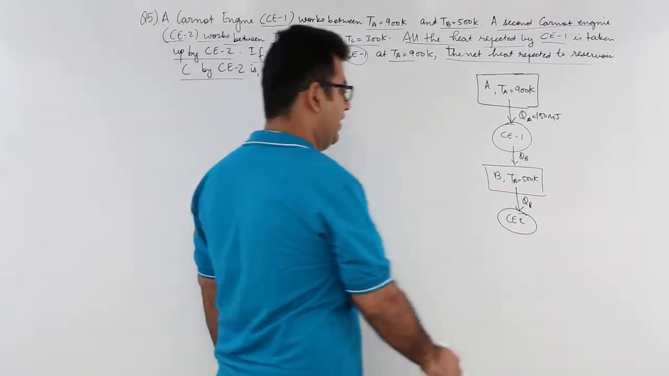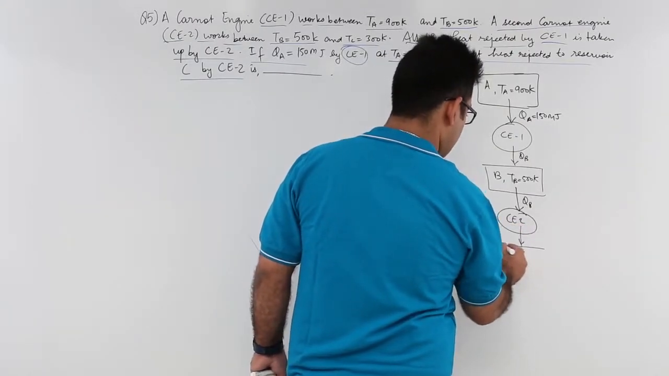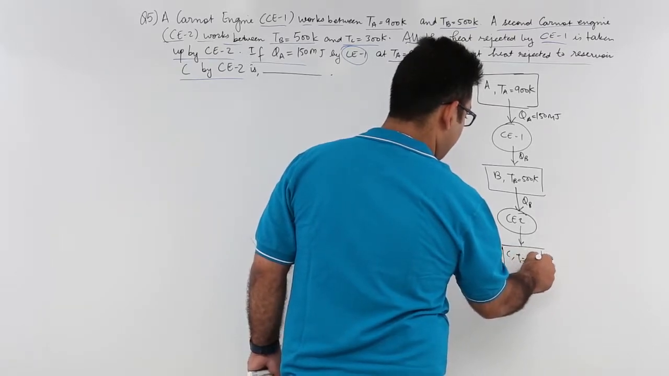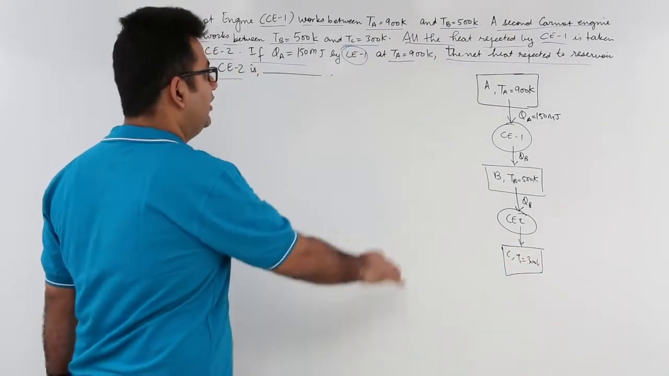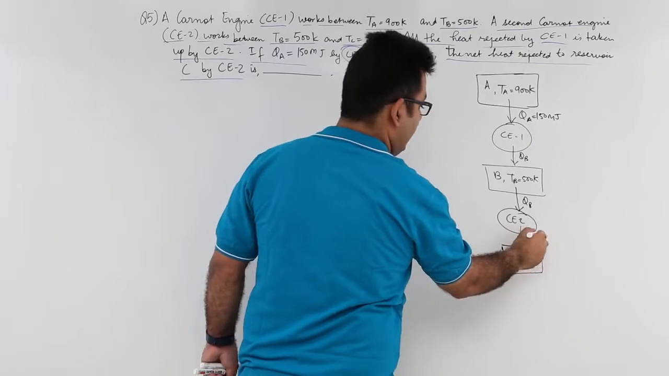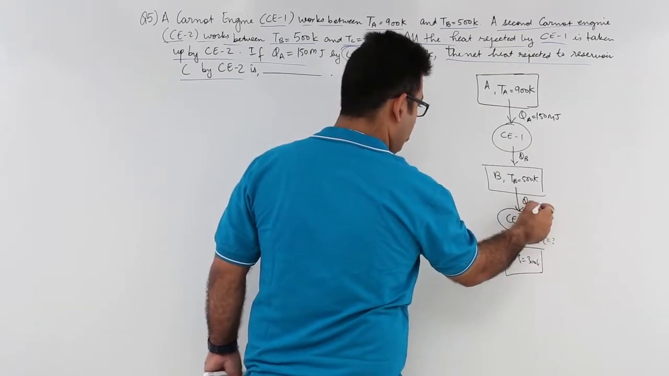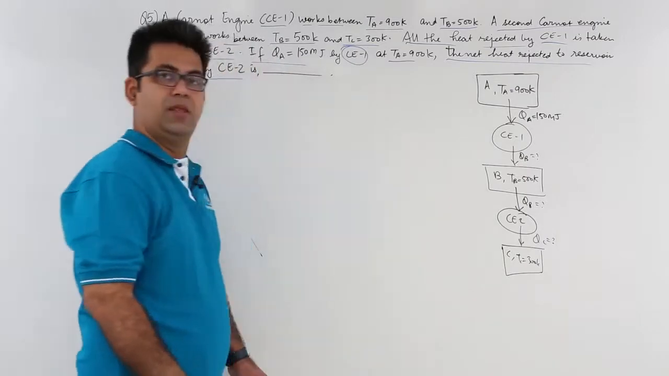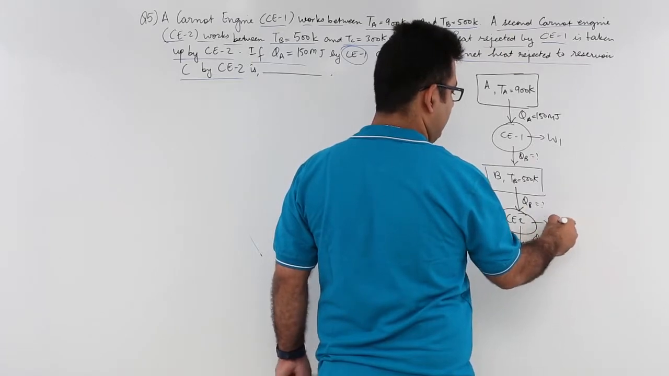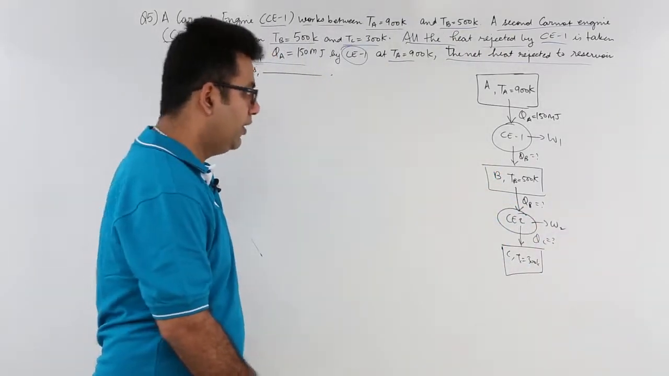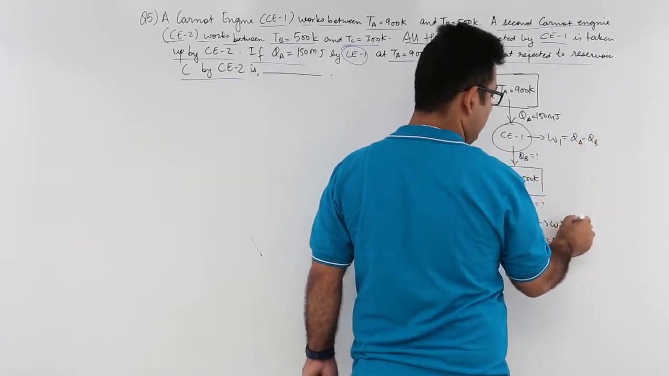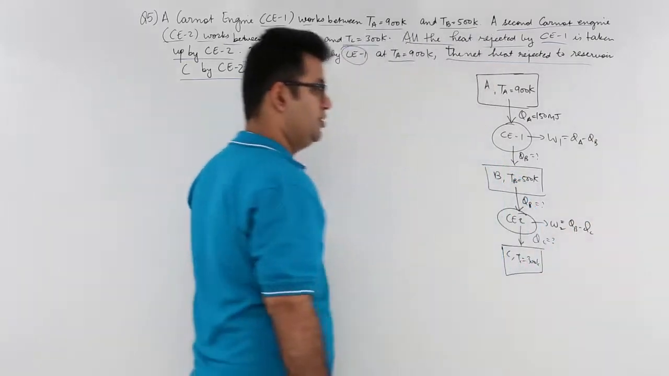And then you have the last sink as TC, which is at 300 Kelvin. We need to find out the heat rejected to reservoir C by CE2, so we need to find out QC. We also don't know QB. Let us say this is W1 and this is W2. Now W1 is how much? QA minus QB, and this is equal to QB minus QC.